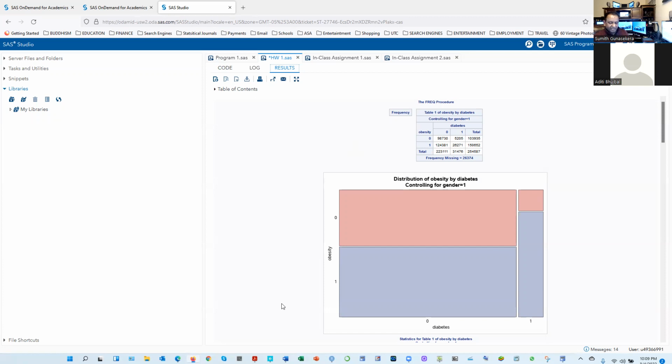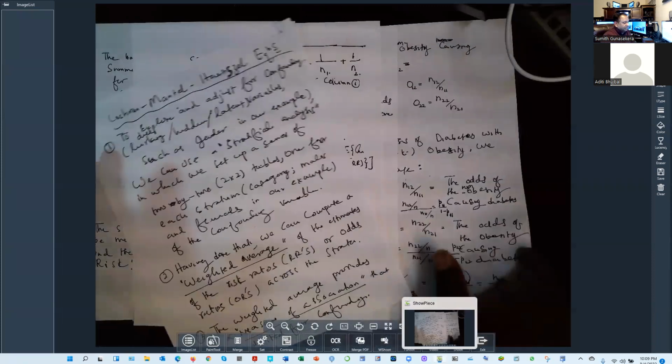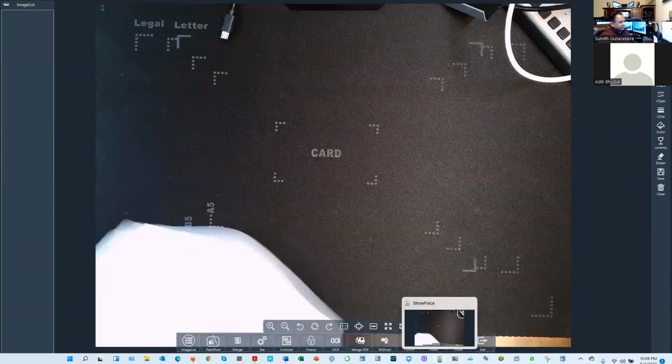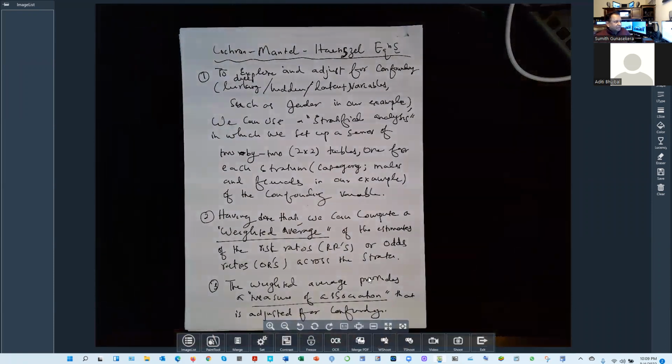So, okay. So the same thing. Okay. So look at here. See, before you answer, see, the Cochran-Mantel-Haenszel equation is to explain and adjust for confounding, lurking, hidden, latent variables. That's a confounding variable, such as gender in our example.